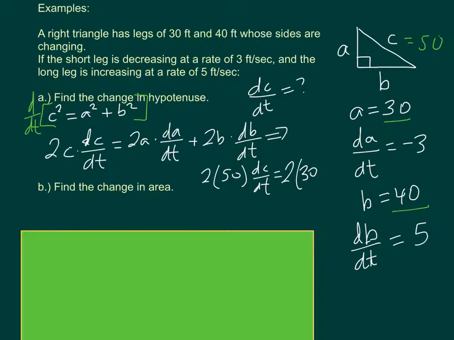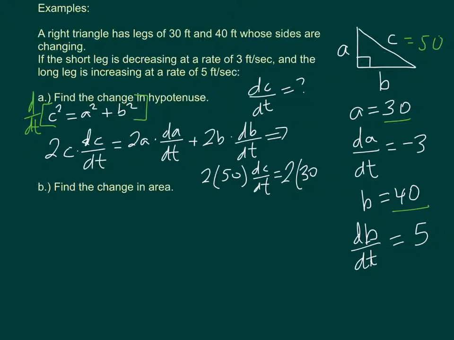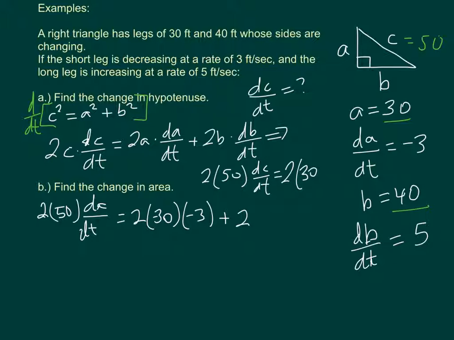I have no sort of room here. We're going to come back to part B in a minute. I'm going to take up some of that space. So I'd have 2 times 50 dC/dt equals 2 times A, which is 30, times dA/dt, which we found over here was negative 3, plus 2 times B, B was 40, dB/dt is 5. So now we just need to solve this for dC/dt to find the change in hypotenuse.